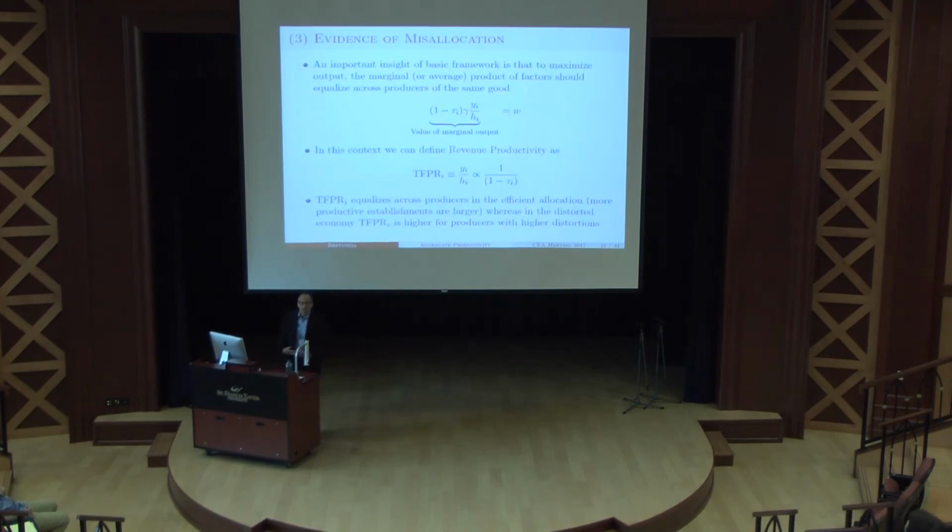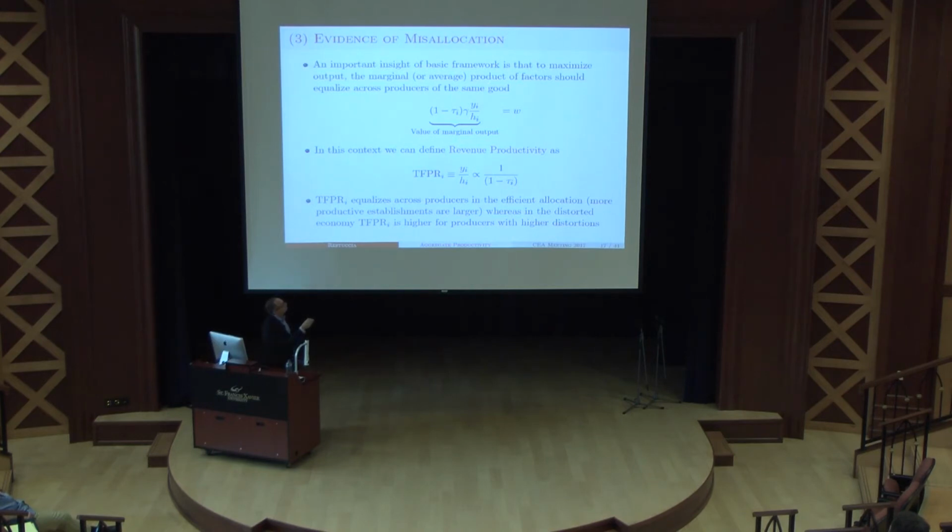So, this is an example from Malawi, and the question is, is this generalizable? How do we see this in other places? And so we need to broaden the scope in terms of searching for evidence of misallocation. An important insight of this framework is that the condition that shows you how output is maximized in this economy requires that the marginal product of labor be equated across all producers.